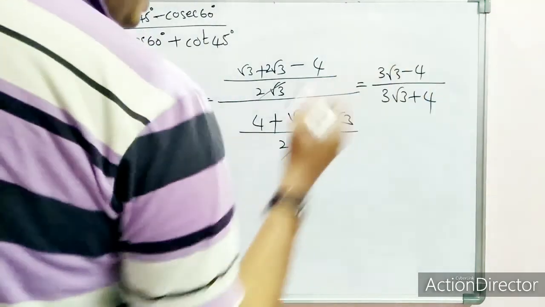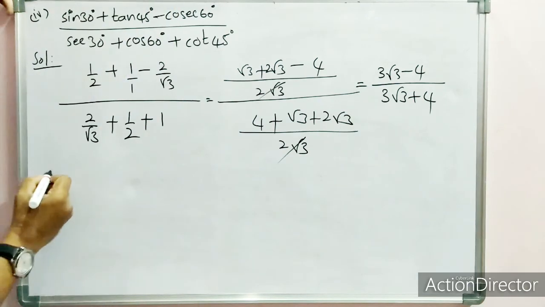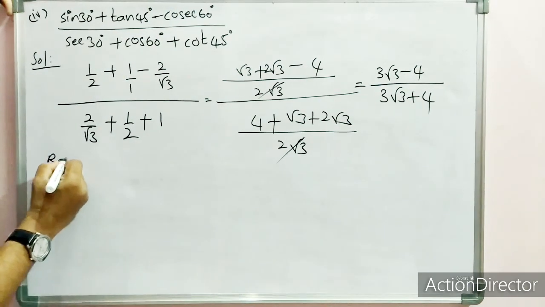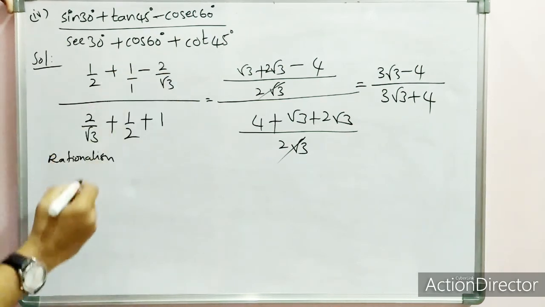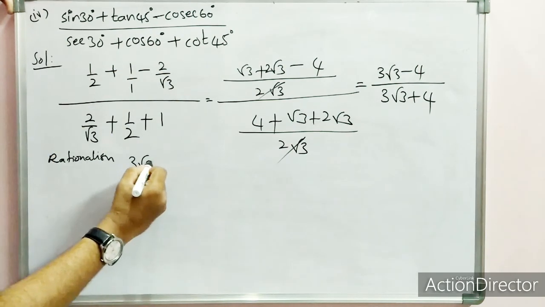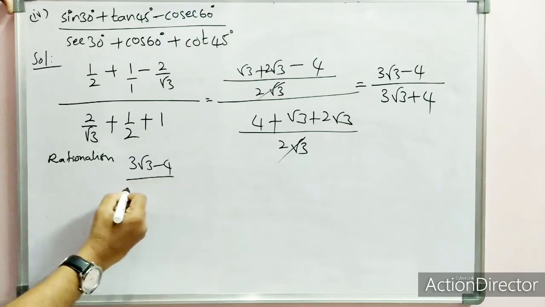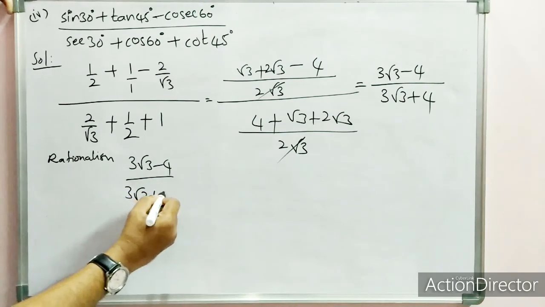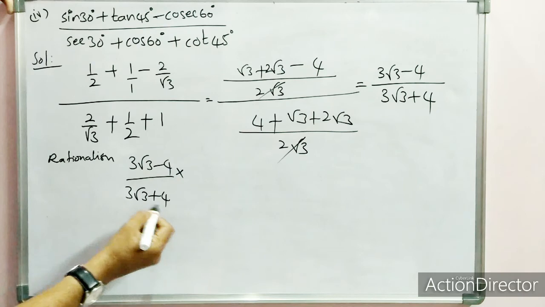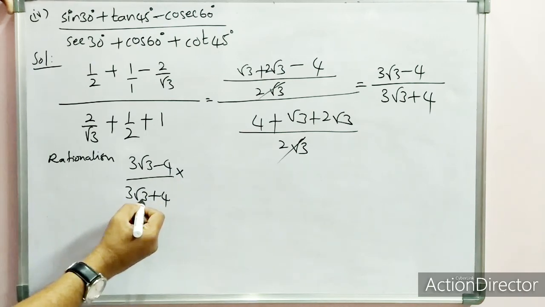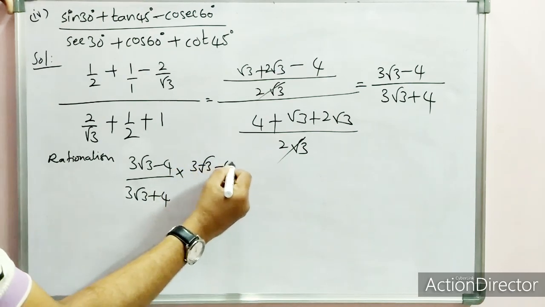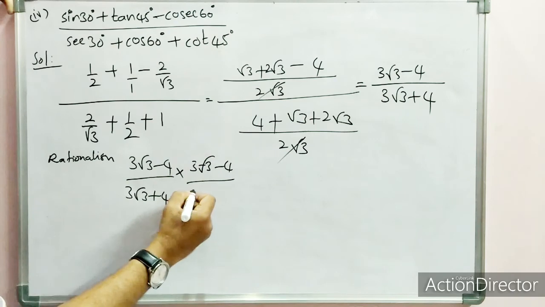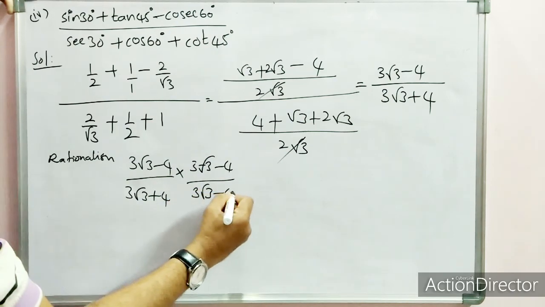Now we can rationalize the denominator. So take that part, rationalizing. Now it will become 3 root 3 minus 4 by 3 root 3 plus 4. You multiply the denominator's reverse sign. So here it is 3 root 3, you multiply with 3 root 3 minus 4, and 3 root 3 minus 4.